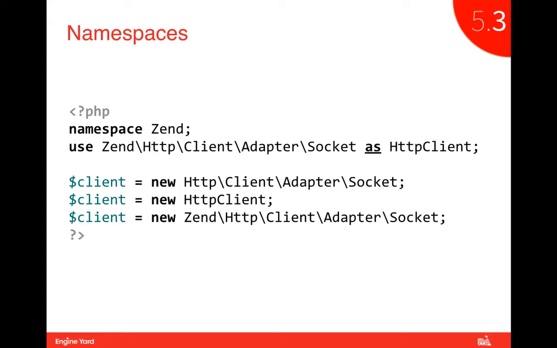So in this case, rather than being called the socket class, it's the HTTP client class, or we can use the fully qualified name, which you can do anywhere. I try to always use the fully qualified name. My IDE autocompletes it. Like I can start typing the last part and it will fill in the whole thing. I use PhpStorm, so that will always work.